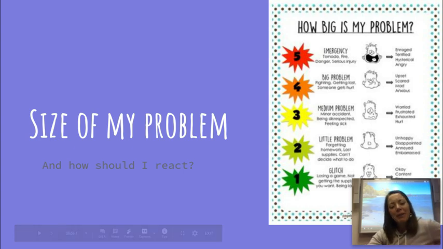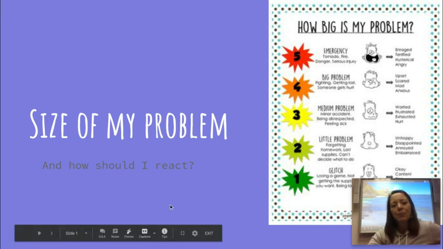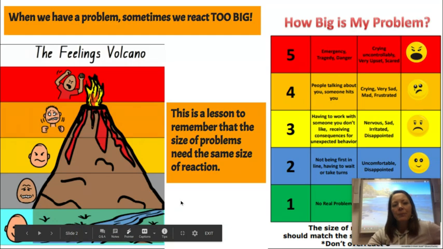Hi, Waseca Intermediate families. I am presenting on the size of our problem and what the size of our reaction should be. Often we talk to students about there being various sizes of problems, and we use a visual scale of 1 through 5, 1 being it's just a glitch, up to 5, it's an emergency. We teach this specific skill because we talk about identifying the size of the problem so we know what is an appropriate reaction to that problem. So that's what I'll be going through today.